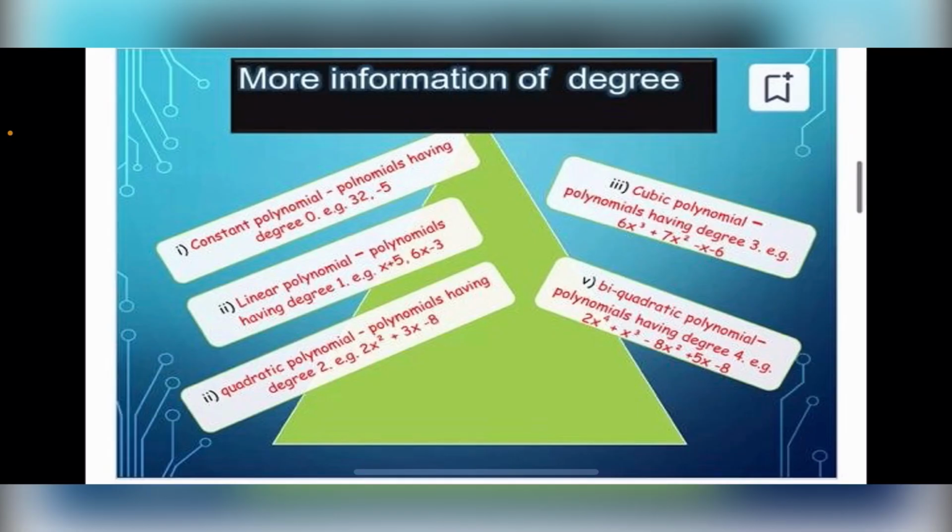Now there are more details about the polynomial degree. First is the constant polynomial, a polynomial having degree 0. The linear polynomial is a polynomial having degree 1. The third type is the quadratic polynomial, a polynomial having degree 2. Then cubic, which we don't have to study, but for your knowledge it is a polynomial having degree 3, and also the biquadratic polynomial, which has degree 4.